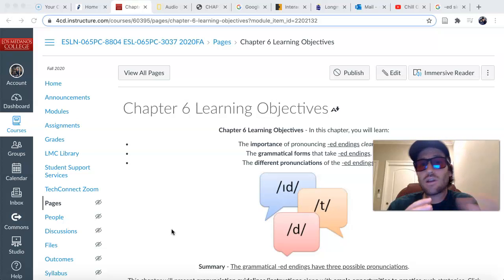We talked about different grammatical forms that use the S ending. We talked about the third person singular S ending for he, she, and it. We talked about using S for plural nouns, right? To make a noun plural in English, we usually use S. We talked about the possessive apostrophe S that we use in English for possession. And then we also talked about how we use the final S ending for contractions, the apostrophe S in contractions.